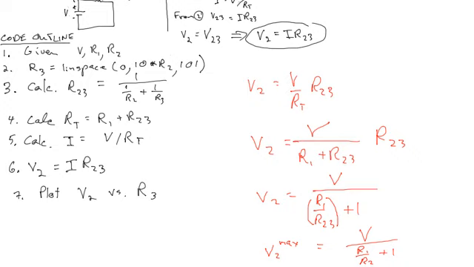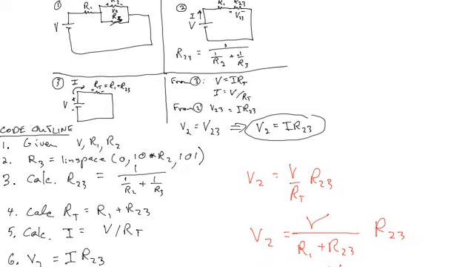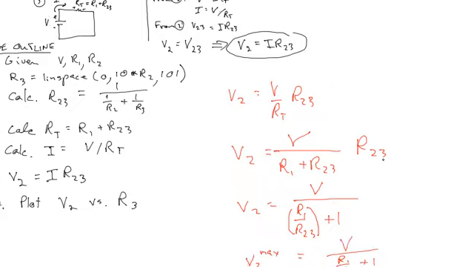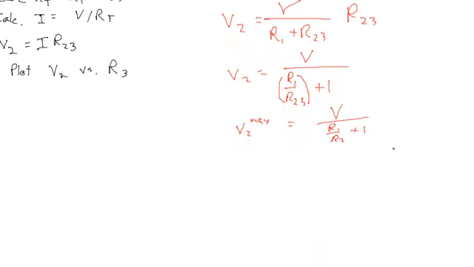I guess maybe I should make that more obvious to you. If R3 goes to infinity, this goes to 1 over infinity, which is 0, and we just have 1 over R2, which is just R2. So R23 goes to R2 in the limit as R3 goes to infinity. And that's the max value that V2 will ever take on, because it keeps getting bigger as R3 gets bigger.